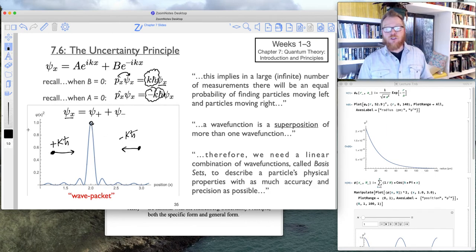Okay. So what we need is a linear combination of wave functions. And by linear combination, we just mean psi plus, plus psi minus, et cetera, et cetera. And we call this the basis set. And this basis set will describe a particle's physical properties with as much accuracy and precision as possible. And really, precision here is the key, because the more narrow that peak gets, the more precise we get.